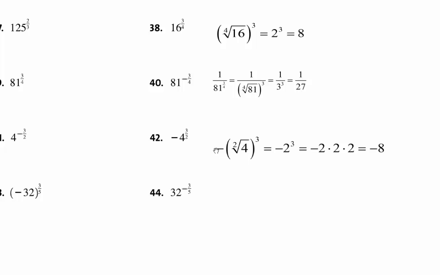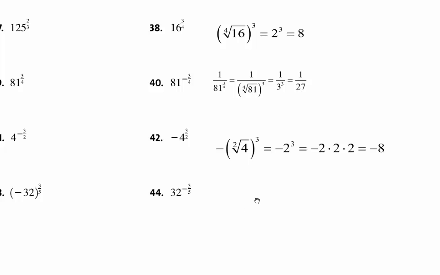The 2 goes in the index. The 3 is my power. We're asking ourselves, what number multiplied by itself 2 times gives me 4? Well, that would be 2. And then we raise the 2 to the 3rd power. And remember, the negative sign stays out here all the way through. Right? And then we're left with negative 2 cubed, which is the same as saying negative 2 times 2 times 2, which equals negative 8.